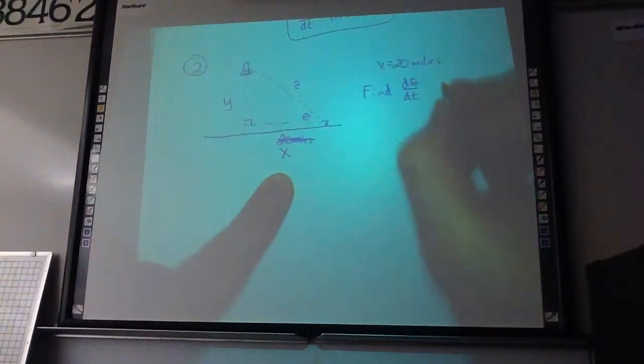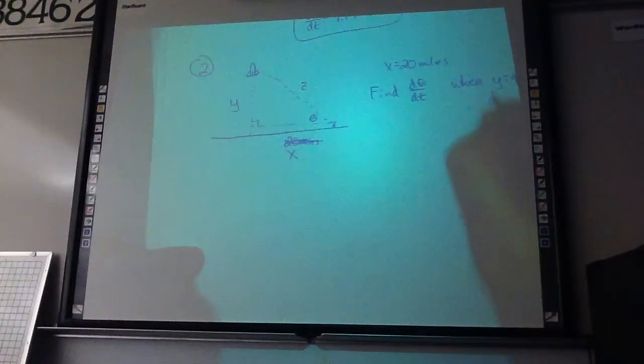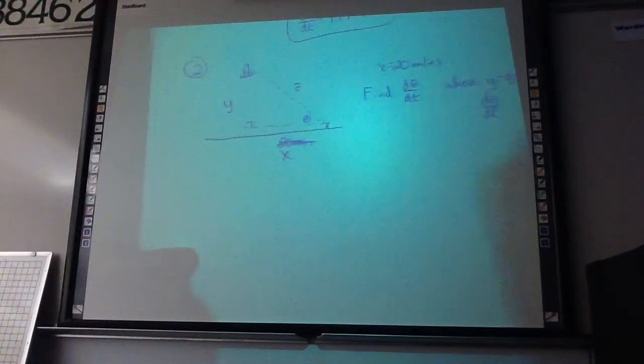Oh, I think I did that right. Yes, because these are all derivatives with respect to time. It's always with respect to time. When y equals 40, dy dt is 5,000 miles per hour, because it says it's rising vertically at 5,000. I feel like we're missing something in the first sentence.